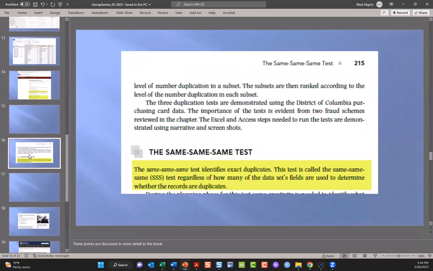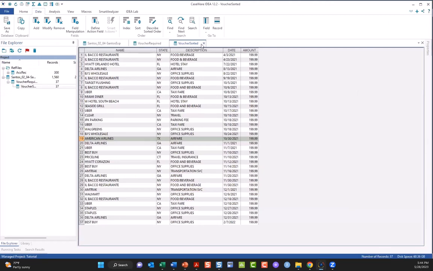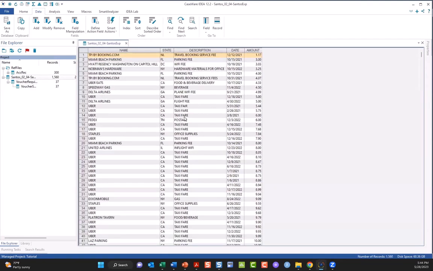In our book, we have that test there, and we are going to look for exact duplicates. We are going to look for cases where George, and this is IDEA, I need to close this because it will act on whichever table is open. We are going to look for cases where George spent the same amount on the same date. We are going to ignore expenses under $75. So we're going to look at larger numbers, same amount, same date.